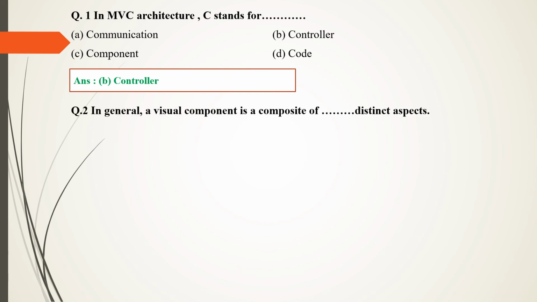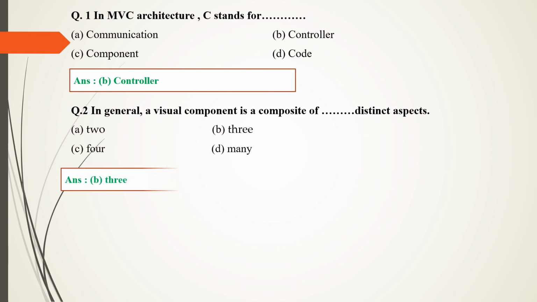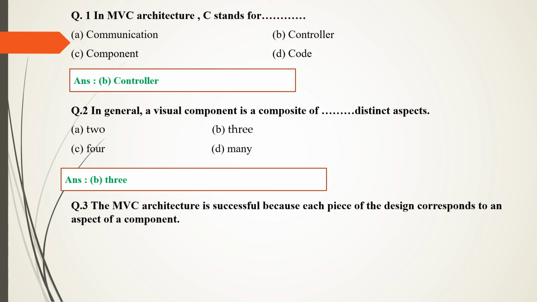Second question: in general, a visual component is a composite of distinct aspects. The options are 2, 3, 4 and many. The answer to this question is 3. In general, a visual component is a composite of three distinct aspects that we saw on the previous slide.